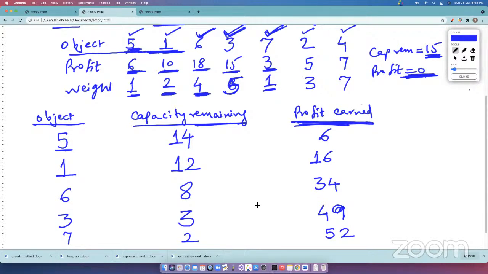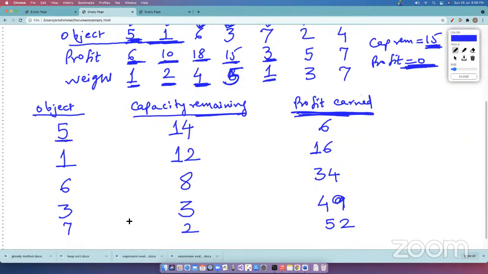Now comes the big point over here. You try to add the second object in the knapsack. I'll just scroll this up. Just manage this. You now try to add the second object. No, the second object cannot be added. Just check this. Why can the second object not be added?